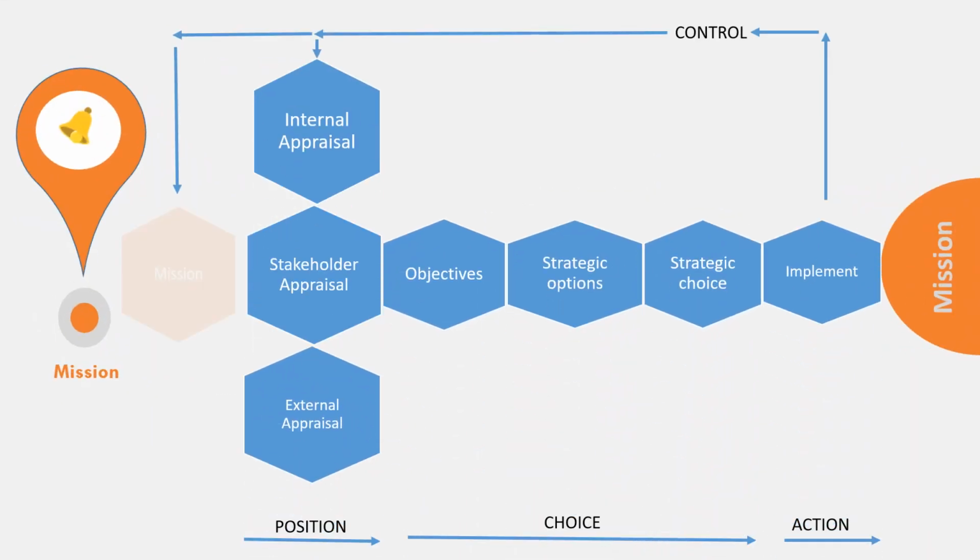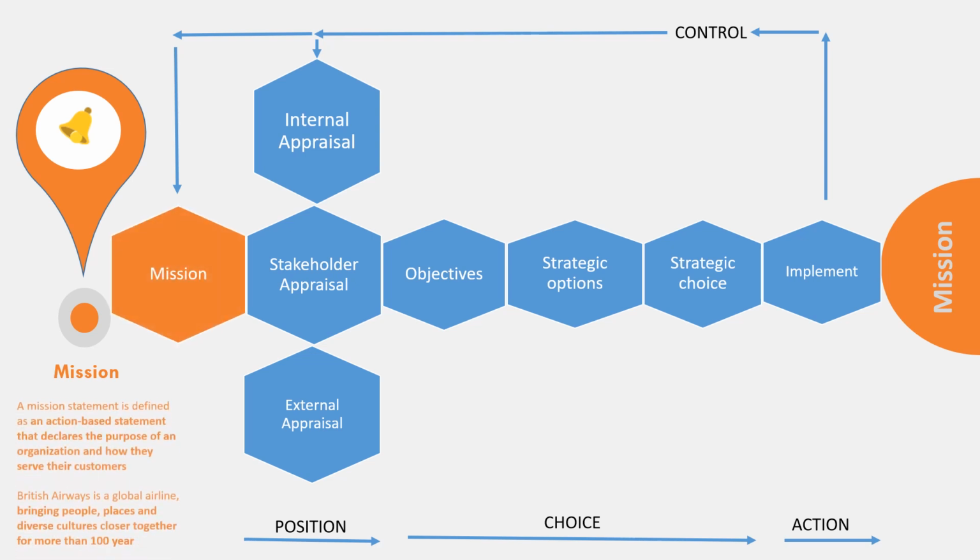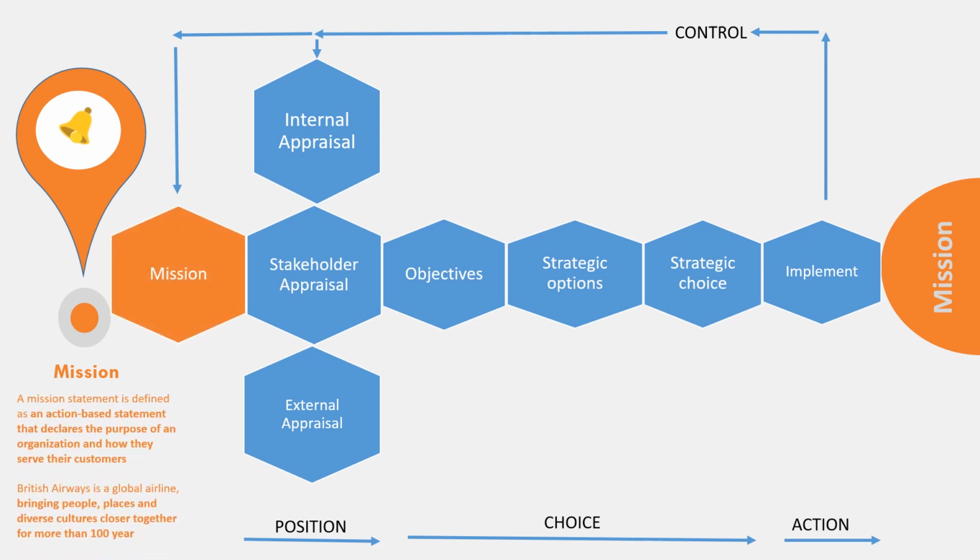So if we take the first element, which is the mission, well, the mission statement is defined as an action-based statement that declares the purpose of an organization and how they serve their customers. The mission statement for British Airways is a global airline bringing people, places and diverse cultures together for more than over 100 years. So what is the mission, the vision and the aims and objectives of your organization? Because that's also going to play a very important part in terms of the direction of the company.